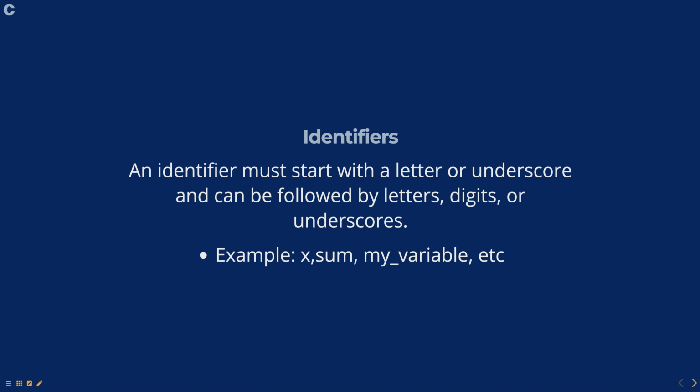Identifiers. These are used to name variables, functions, and other program elements. An identifier must start with a letter or underscore and can be followed by letters, digits, or underscores. For example, x, sum, my_variable, etc.